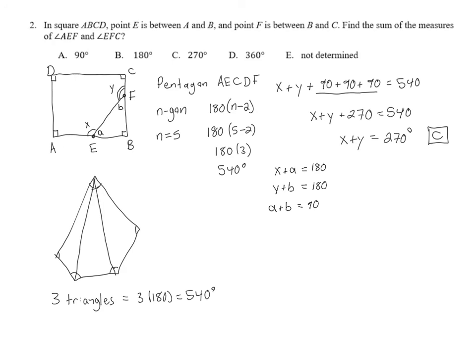If we add these first two equations together, that gives us X plus Y plus A plus B equals 180 plus 180, which is 360. But we know that A plus B is actually 90. So this gives us X plus Y plus 90 equals 360. If we subtract 90 from both sides, that tells us that X plus Y is 270 degrees, just like we saw before, also answer choice C.